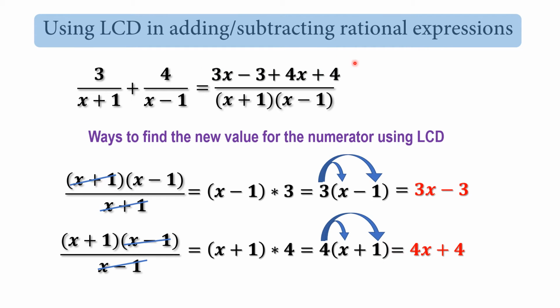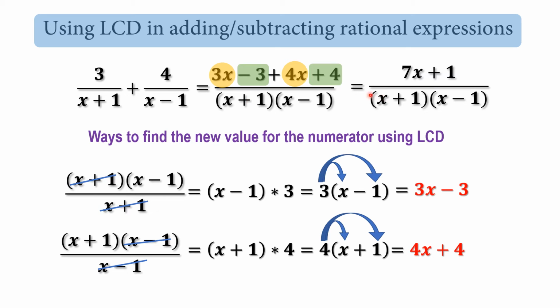Okay, that's it. As you can see, we now have the new numerator, but it is still simplifiable. We have to combine the like terms. We have 3x and 4x. They're both positive, so we add them. 3x plus 4x is 7x. We also have negative 3 and positive 4. They're unlike sign numbers, so we subtract them. 4 minus 3 is 1, and copy the sign of the larger number, which is 4, that is positive. So negative 3 plus 4 is positive 1. The result would be 7x plus 1 all over quantity x plus 1 times quantity x minus 1. That is now our final answer.